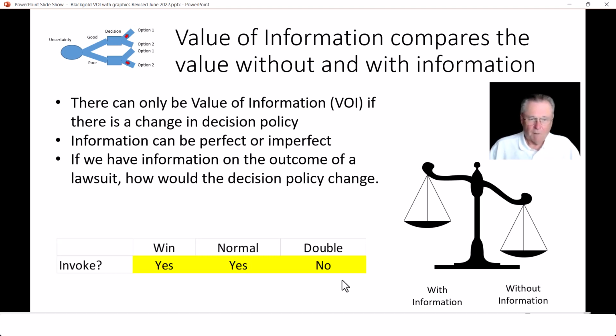If we have information on the outcome of a lawsuit, how will the decision policy change? In other words, I need to find my decision policy based on the results of that information, whether it be perfect or imperfect. Let us assume for the lawsuits that if the indicator was to win, we'd obviously invoke. If it was going to be normal damages, we would invoke. If it was going to be double damages, we would not invoke. In other words, we're really avoiding the real downside of a lawsuit. And for the customer, we assume that if the customer is not going to sue, then we might as well go ahead and invoke. And if they are going to sue us, then we have to consider what are the chances of a bad outcome in the lawsuit. So all those considerations need to be considered in the evaluation.